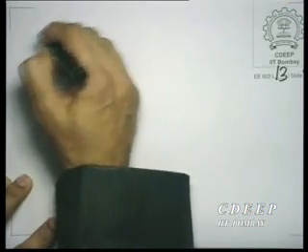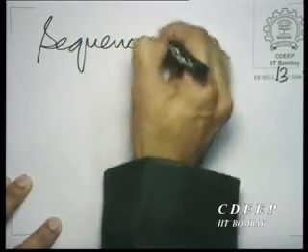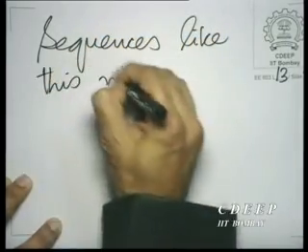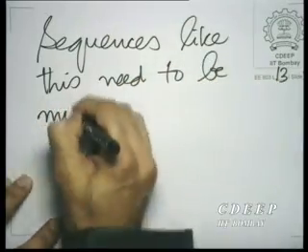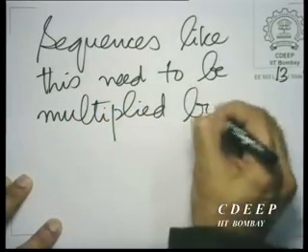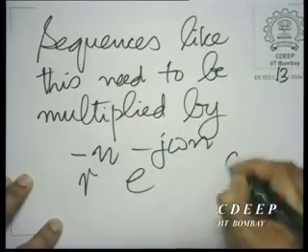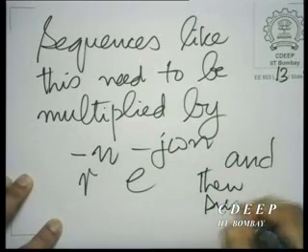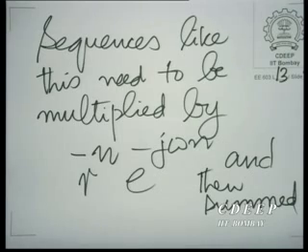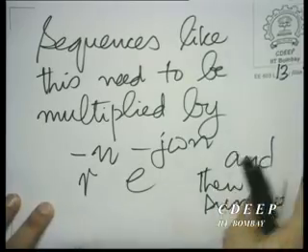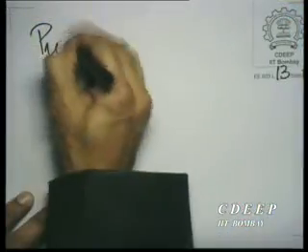So sequences like this need to be multiplied by r raised to the power of n or minus n, e raised to the power minus j omega n, and then summed. r is like a radius, and e raised to the power j omega. So r e raised to the power j omega is the complex number that we are talking about here. And now you know the role played by r and e raised to the power j omega. Put z equal to r e raised to the power j omega.